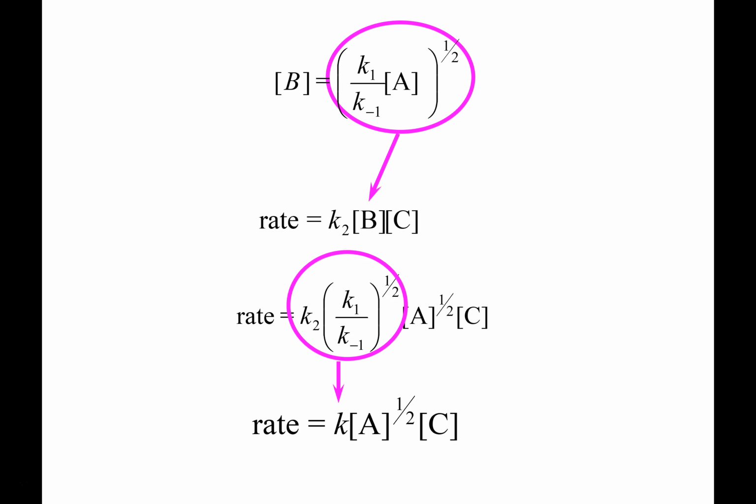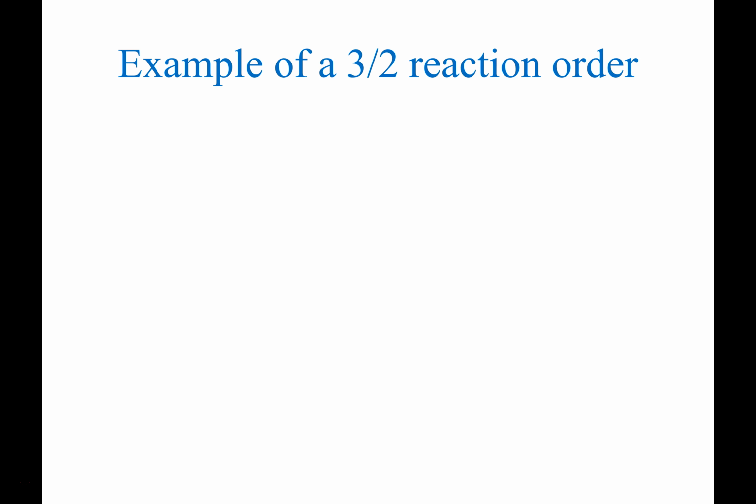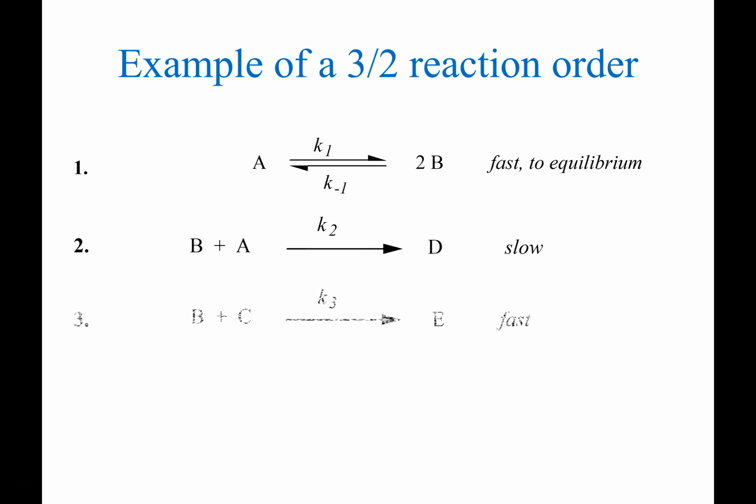Let's do another one. See how that was 1/2. Let's see if we get 3/2. It'd be a similar sort of thing. You don't care about the product. Don't care about the product in these. Only time you do is if you're doing the fast equilibrium to get rid of an intermediate.